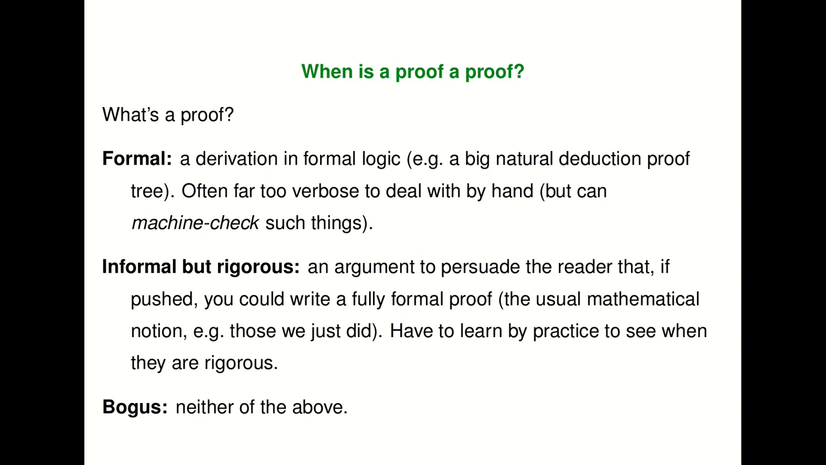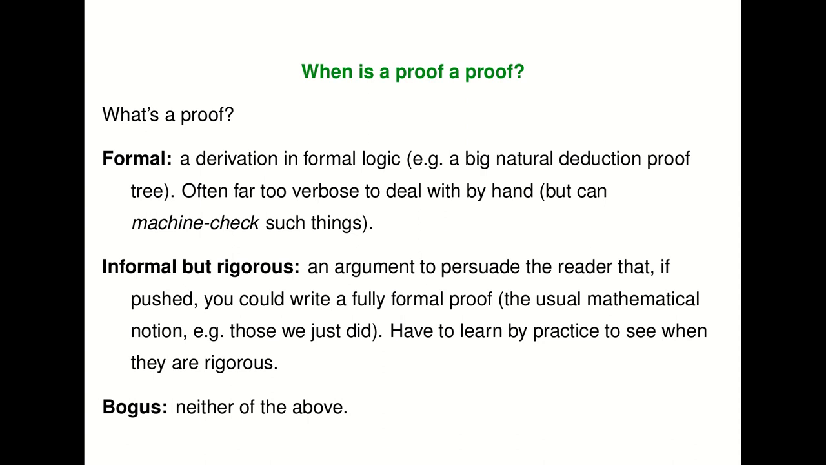And you have to learn by practice to see when they're rigorous, because what is obvious is not obvious. So for a professional mathematician who spent years working on something, many things are obvious which are not obvious to a beginning mathematics student or even a mathematician working in a different area. And so you just have to learn by practice to see when these proofs are rigorous. And so this informal but rigorous proof is actually what we'll be pushing you to do in this course.